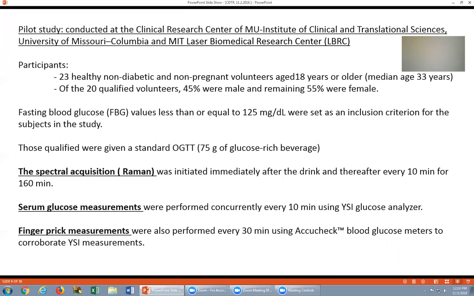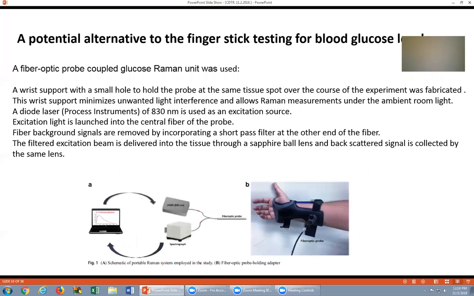Those that were qualified were given a standardized glucose tolerance test. And then we had 3 ways of checking the blood sugar. One was the Raman, then we also had the regular finger stick glucose monitor, and then we also had the venous blood glucose that was performed. So 3 measurements were done all at the same time. And then based on those results, we were able to see how well it performed.